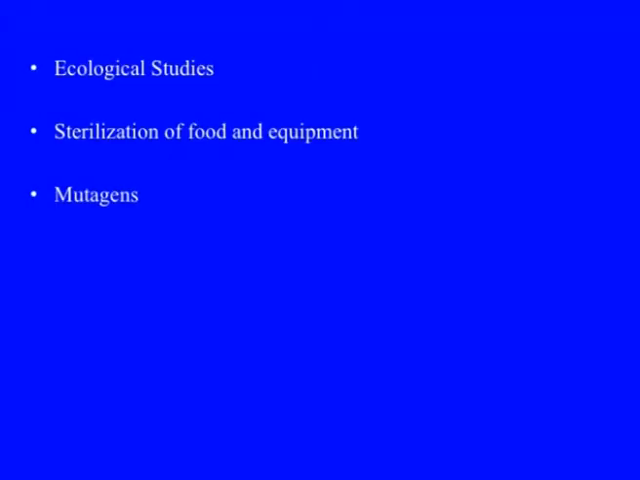In ecological studies, radioisotopes could be used. For example, radiotracers can be used for studying migratory pattern and behavior pattern of many animals. Then examination of food chains, where the primary producers can be made radioactive and the path of the radioactivity followed throughout the resulting food chain. So, this is another important application of radioisotopes.